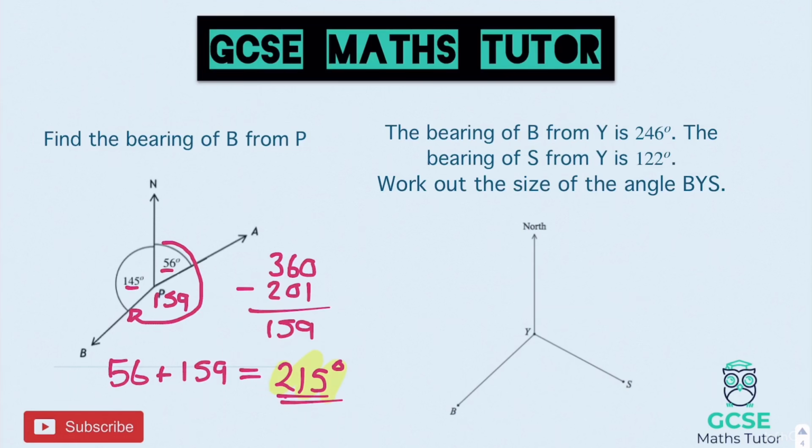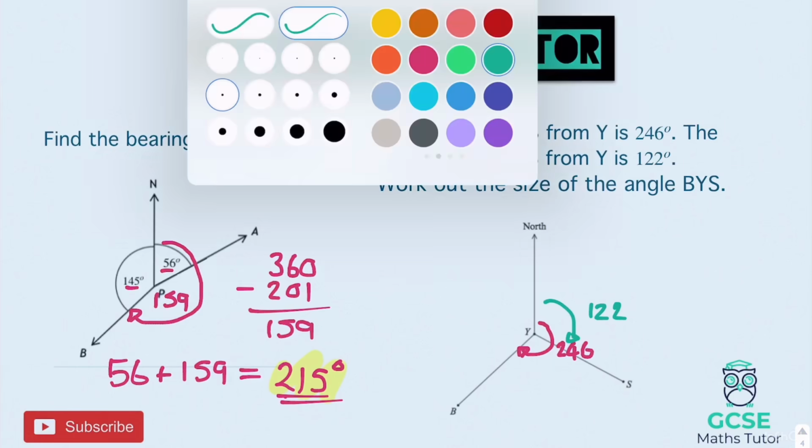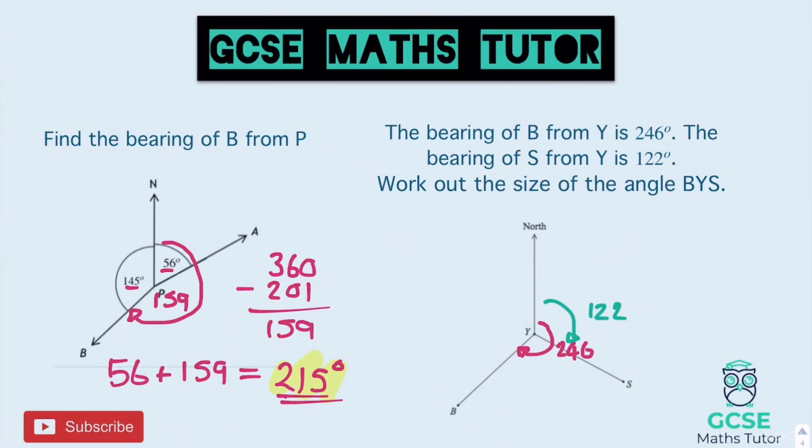Right, on to the next one. It says the bearing of B from Y is 246, so all the way around is 246. Then it also gives us the bearing of S from Y. So this direction, just up to that S line, is 122, and it wants us to work out the angle in between. We can work that out very similarly to the last one. We'll take them away from each other. So 246 take away 122 equals 124 degrees. We can stick that down there, 124 degrees, and there's our final answer for that one.